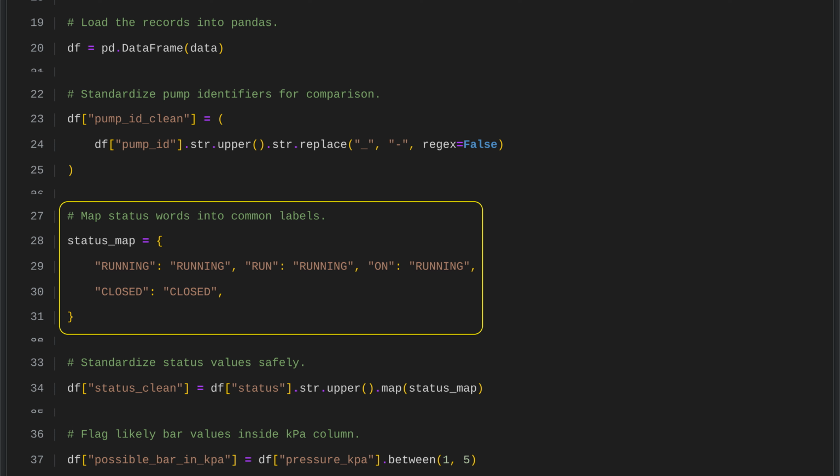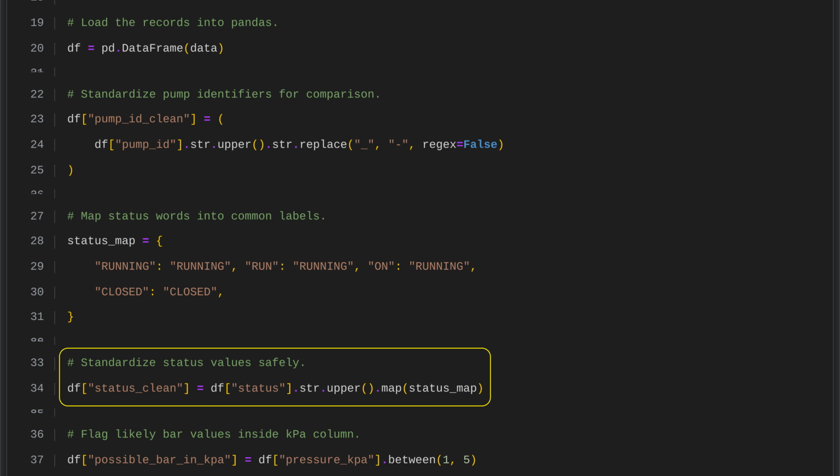A status mapping dictionary standardizes different status descriptions into common labels. For example, variations like run and on are grouped as running, while closed is grouped as closed. This keeps status values consistent across the dataset, making analysis and comparison easier. The code standardizes the status column by converting its text to uppercase, so comparisons are not affected by letter case. It then maps those values to common status labels using a predefined status map. This normalizes different status descriptions into a consistent format for easier analysis and comparison.